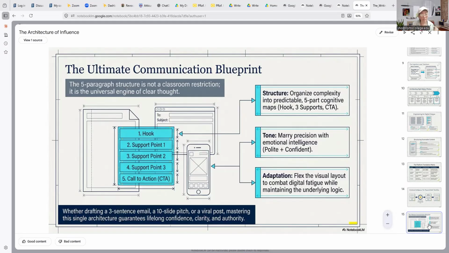So, and then you just have to remember, you have a hook, you have a thesis, 3 supporting points, and a call to action. And that's how you use the 5-paragraph essay structure in business communications.